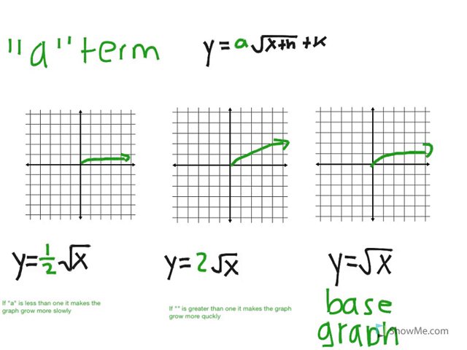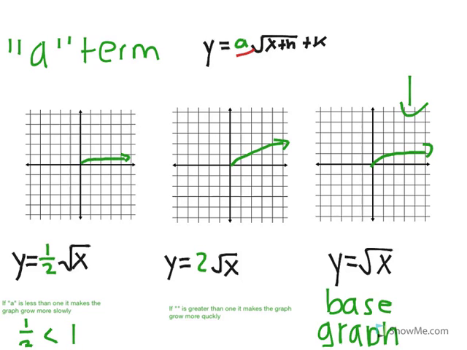The A term, so the number in front, which indicates our steepness. If A is less than 1, so here A is 1/2, let me rewrite that. 1/2 is less than 1, then it's going to make the graph grow more slowly, or it's going to kind of hug closer to the x-axis. This is our x-axis. So you see how less steep this is? Here's our base graph, and look how much smaller it is than this is.